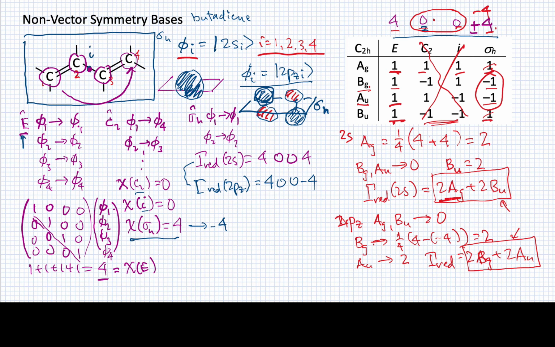2 of those, in the case of the 2s, will have the irreducible representation of Ag, and 2 of them will have the irreducible representation of Bu. But there is a total of 4 that are generated. The same is true for 2pz. We generate 4 irreducible representations, so 4 different ways that we combine the pz orbitals in order to create symmetry-adapted orbitals in the C2h point group.